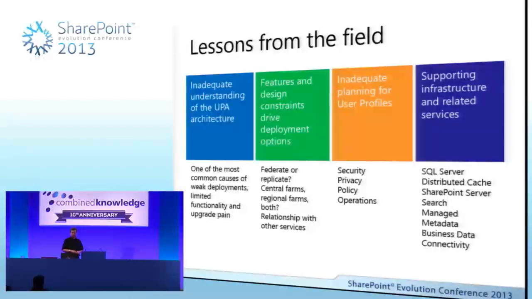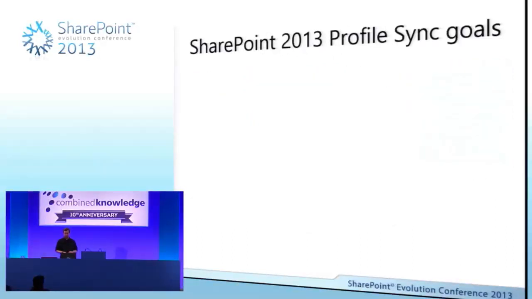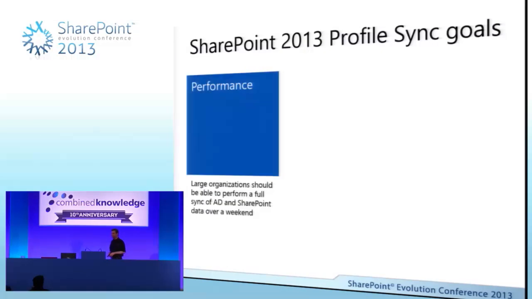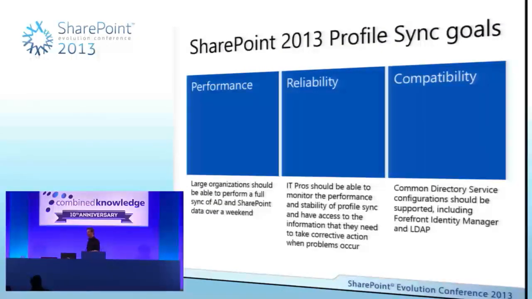Unfortunately, we can't treat this in isolation. So based on those things, the product group got their heads together and came up with some goals going forward to try and address some of the customer pain. And these were in the 3 areas of performance, reliability, and compatibility.